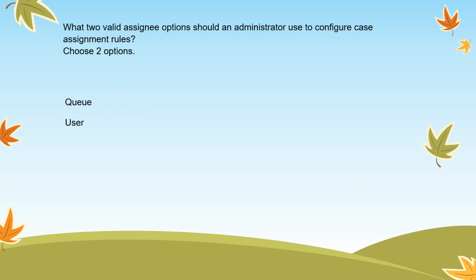What two valid assignee options should an administrator use to configure a case assignment rules? Choose two options, queue and user.